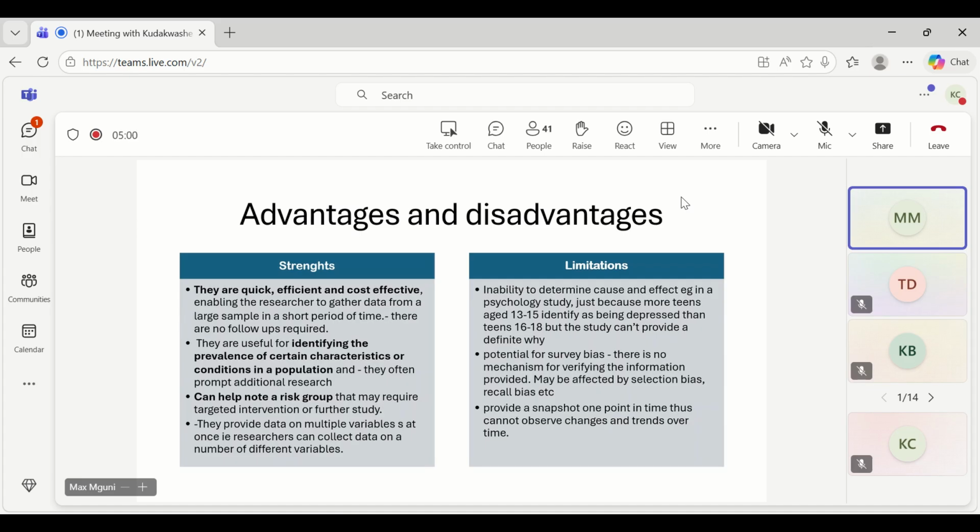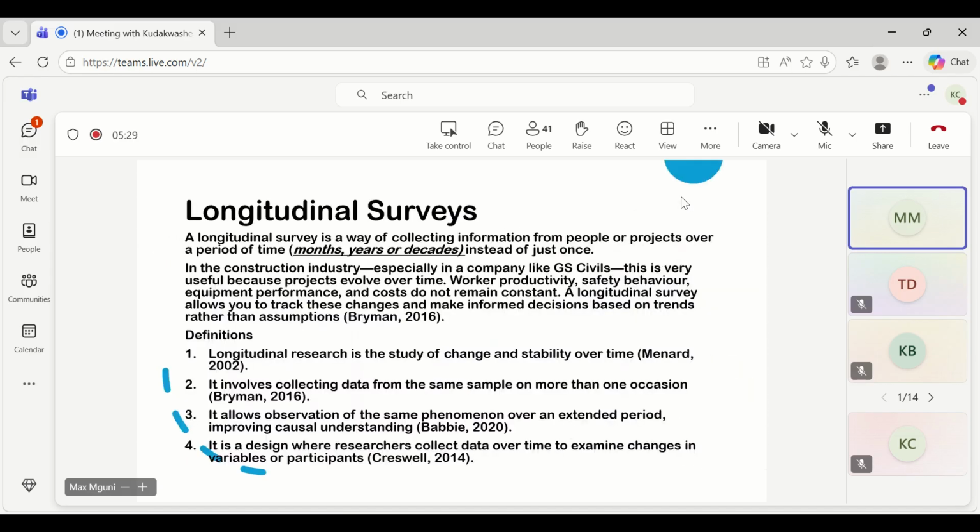They also provide a snapshot at one point in time. Thus, they cannot observe changes and trends over time. For example, if you do a cross-sectional study in winter, you may find that many people could be suffering from respiratory diseases. So you may go out there thinking that a certain exposure is causing the respiratory diseases. Unknowingly, maybe this is being caused by the common colds and flus that happen in winter. So that's another disadvantage of the cross-sectional studies.